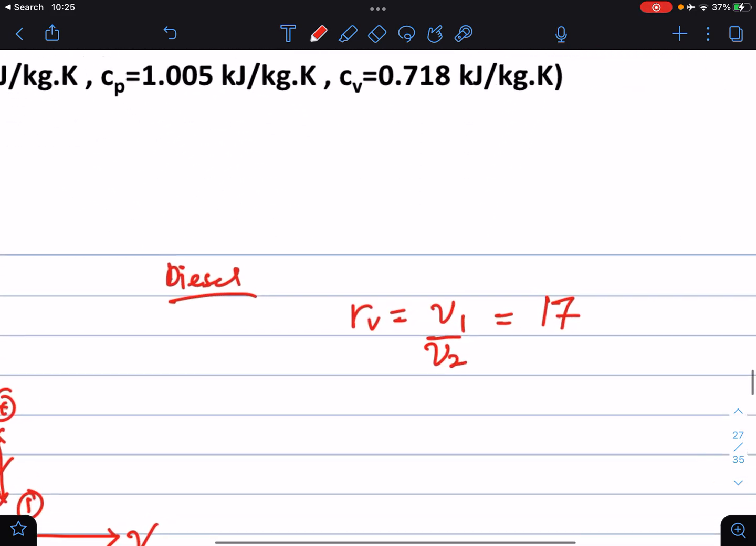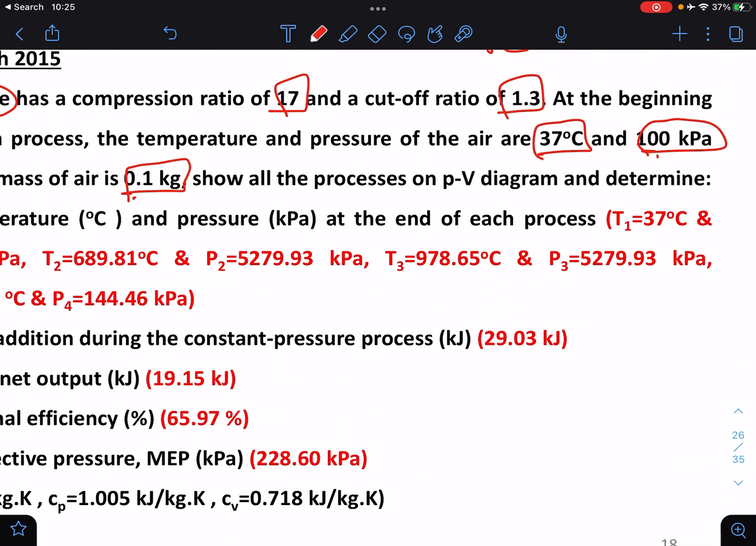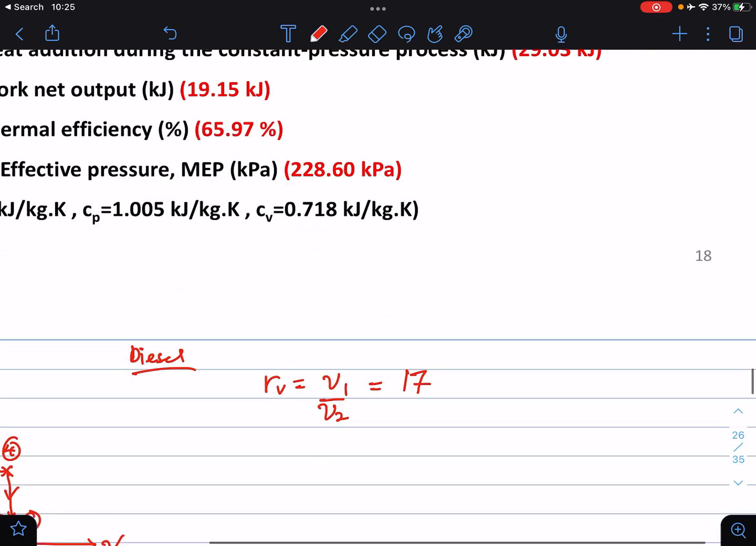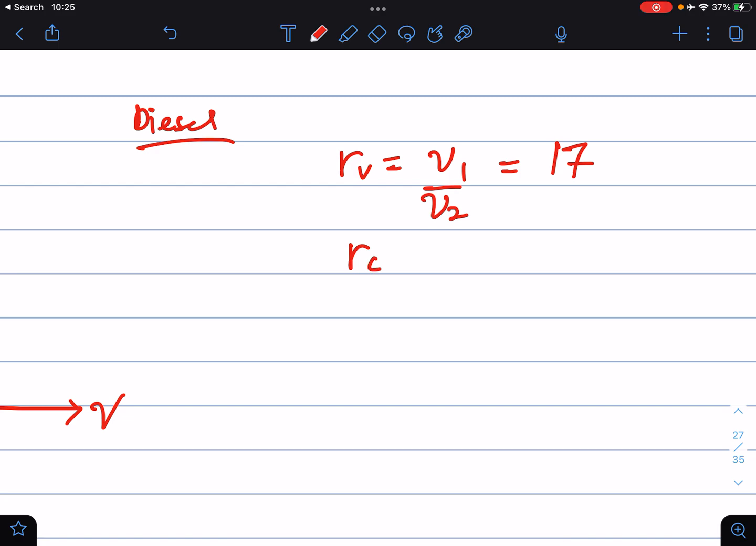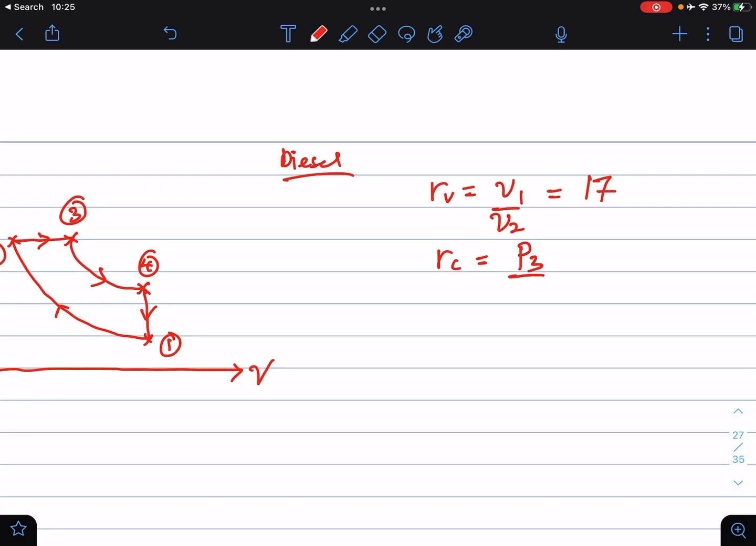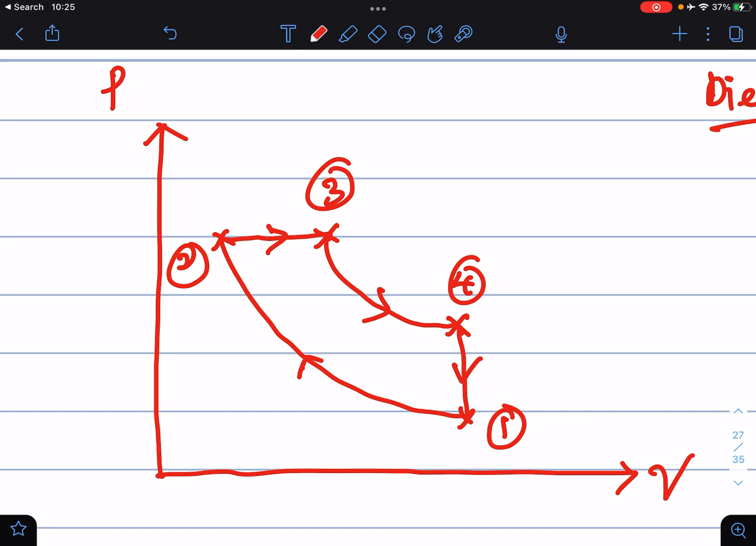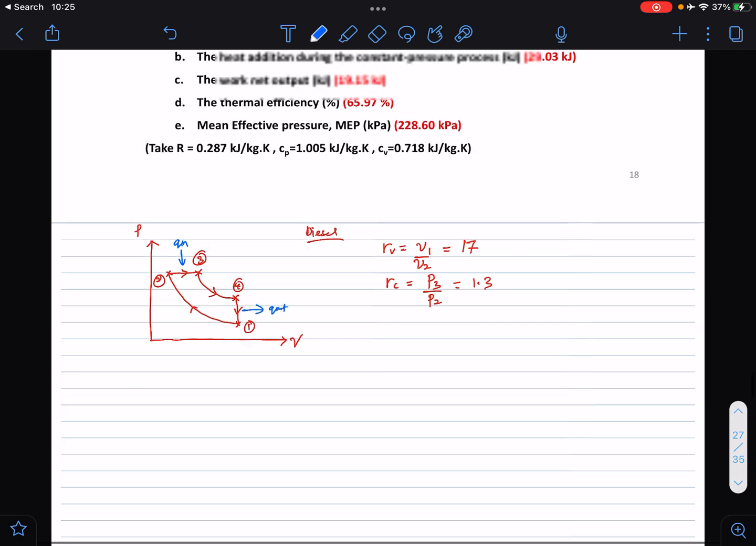Since this is a diesel cycle, this is the typical value for the compression ratio for diesel. For the Otto cycle it is much lower. And then the cut-off ratio of 1.3. This is your RC, which is equal to V3 over V2, during the constant pressure heat addition process. This is equal to 1.3. You also need to put some indicators so that you know the location of the heat addition and the heat rejection process. So this is your Q in, and this is your Q out.